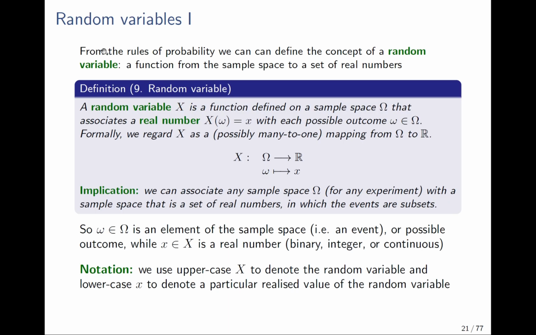Now, the rules of probability are relevant here, so we're building on them, because the rules of probability allow us to define the concept of a random variable as a function from the sample space that maps to a set of real numbers. And random variables are important. The reason they're important is that the data that we observe and analyse in the real world, we can conceptualise as the observed or realised values of random variables.